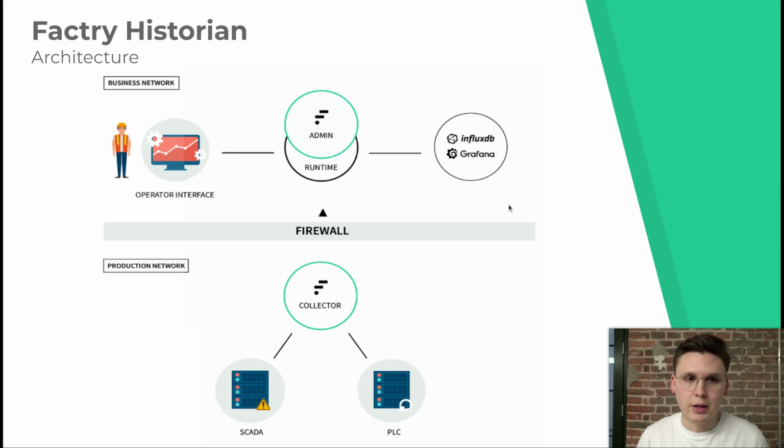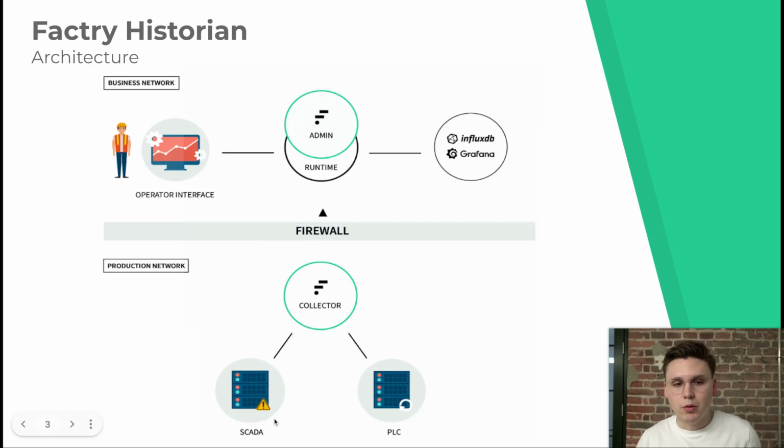Next, we have the architecture of Factory Historian. As you can see here, we have two big blocks. So one block on top is the business network or the IT network, and one block at the bottom is the production network or the OT network.